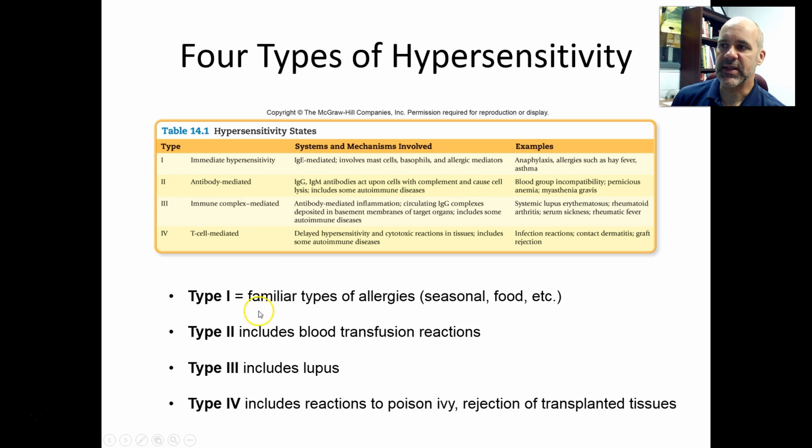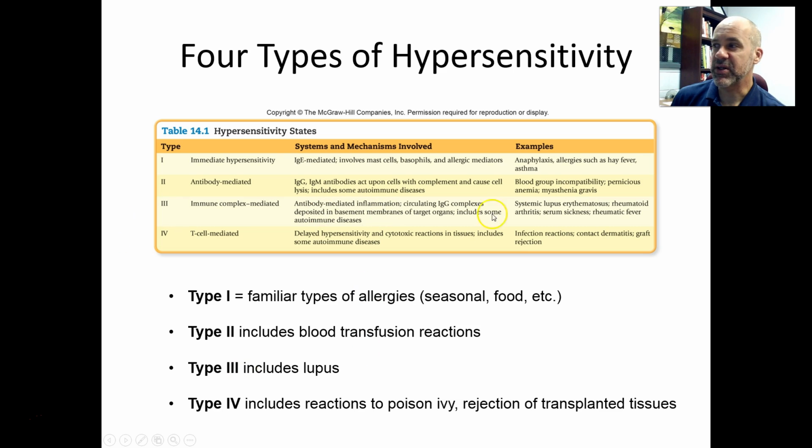So some examples with these type 1, the familiar types of seasonal allergies and so forth, or if you have a food allergy. Now type 2 is actually involved in a blood transfusion reaction. So if you have type A blood and you were accidentally transfused with type B, you would experience a type 2 hypersensitivity reaction.